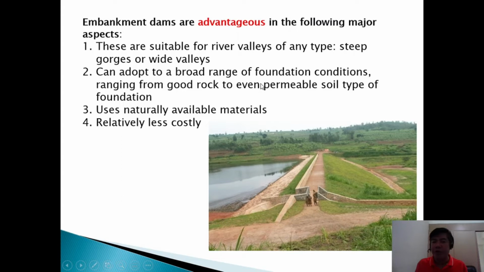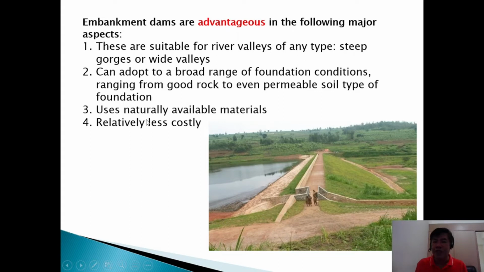It can adapt to a broad range of foundations because it is not that heavy. Unlike a concrete dam, which is a big structure, you will not be constructing an earth dam that is too big, similar to concrete, because it has its limitations. So it can adapt to different types of foundation conditions, ranging from good rock to even a permeable soil type. Just the normal, natural river bed can be utilized as its foundation.